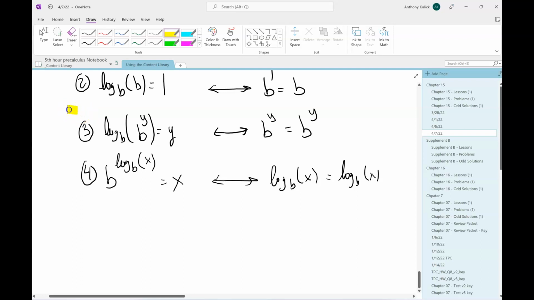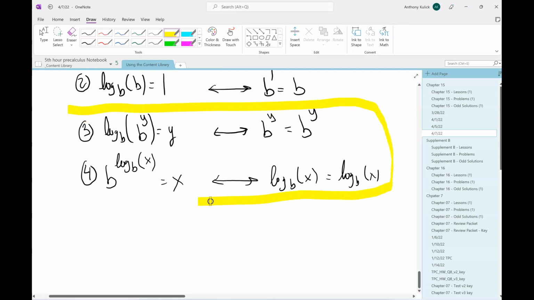If we were to note any of these properties that are the most important, most frequent to use, it would be these 3 and 4. Because essentially what these two properties are describing is how to use a logarithm or an exponent base to solve an exponential equation or logarithmic equation. So these two properties will be super useful to us moving forward. Okay.